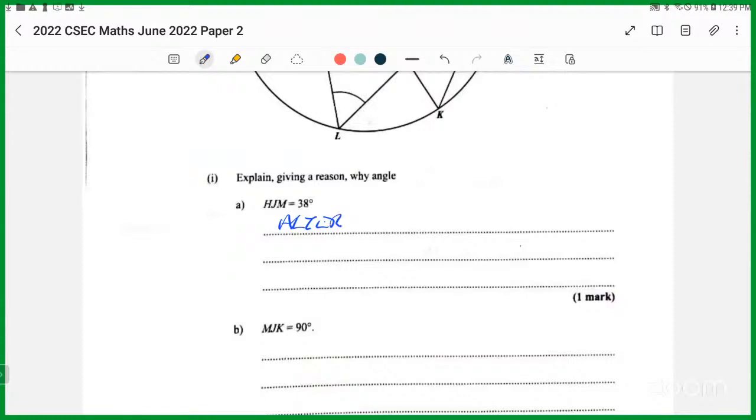Alternate, because Z angles are equal. The one mark for saying that.